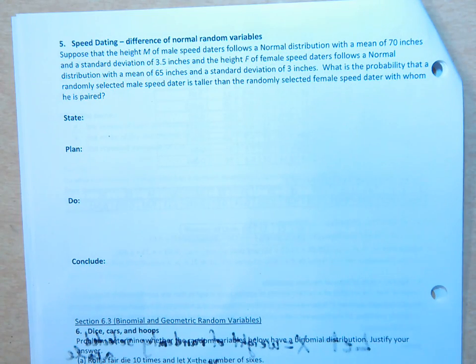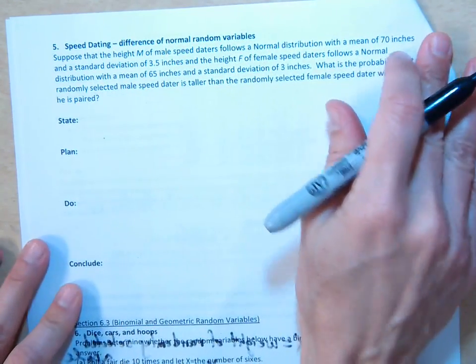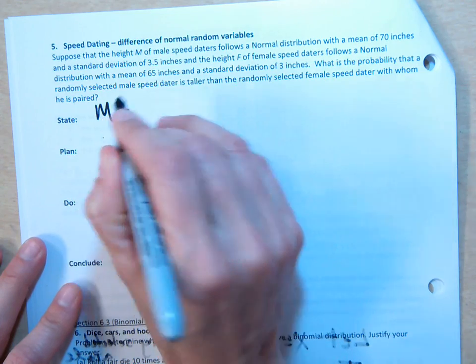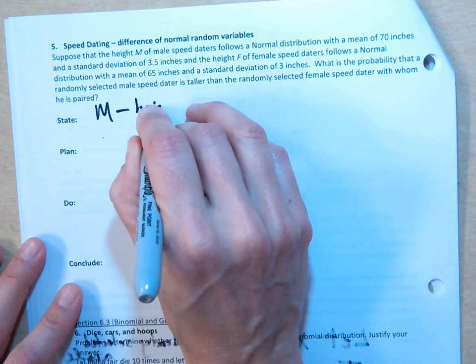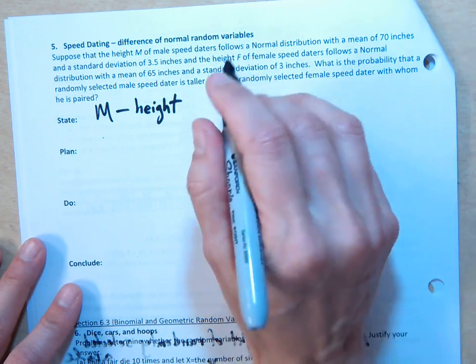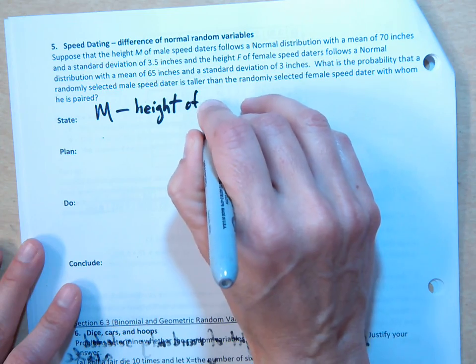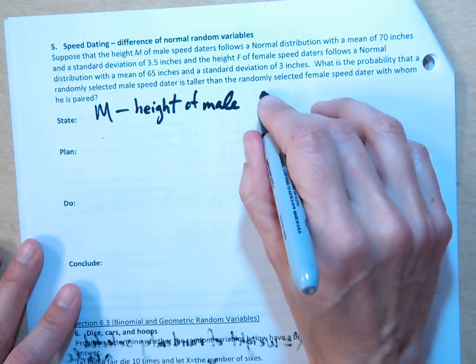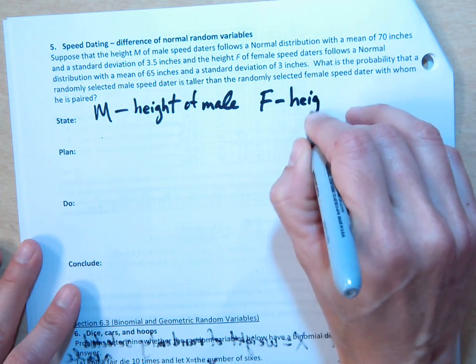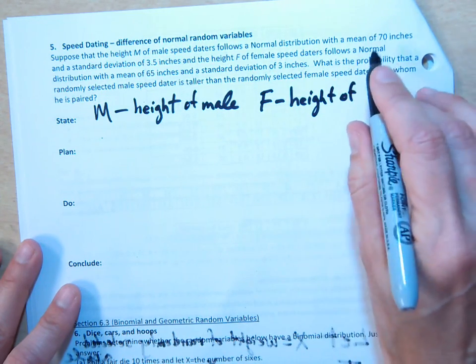So this is from section 6.2, number 5, speed dating. This uses the difference of random variables, so we need to define our random variables. For this one, m will be height of male. You don't need to restate the question, just define your random variables. So m will be height of male, f will be height of female.